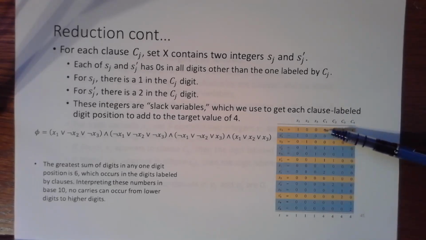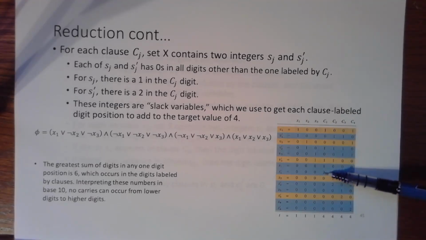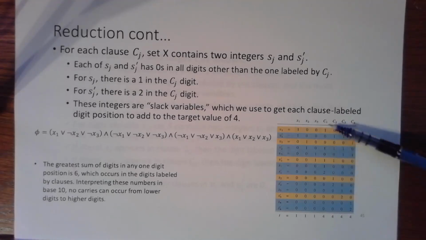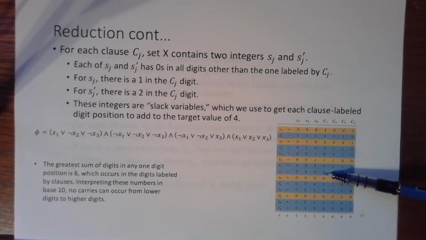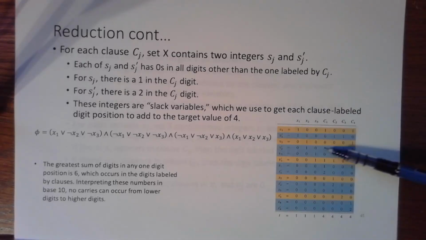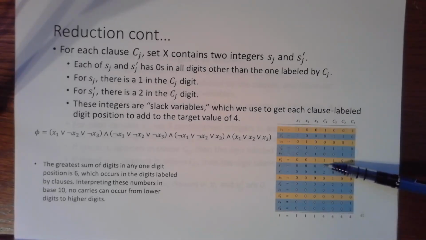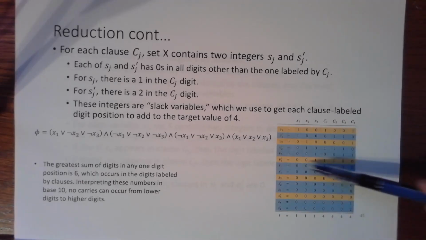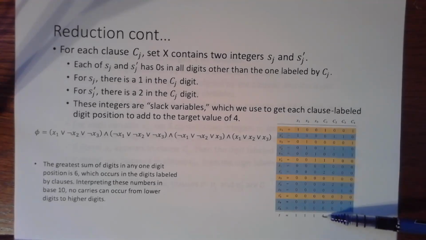So if I only have one of these that evaluates to true, I would choose both S1 and S1 prime. If I have 2 of these that have truth assignments, then that would only add up to 2, so I would add S1 prime, and that would make it add up to 4. If all 3 of the literals in my clause evaluated to true, then I would only choose the first one, the non-prime one, to make it add up to 4.